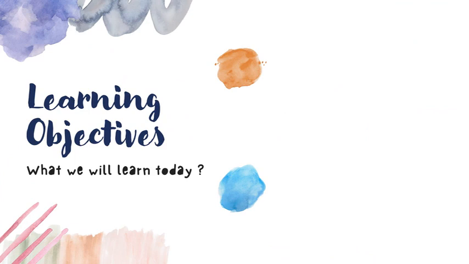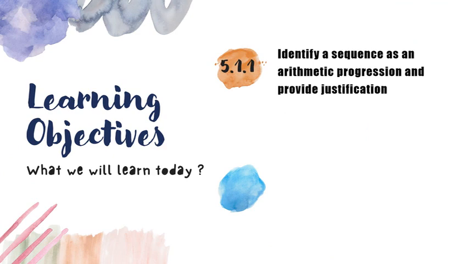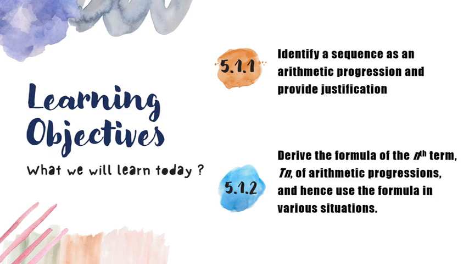So our learning objectives for today. By the end of this video, you should be able to identify a sequence as an arithmetic progression and provide justification. And then you should also be able to derive the formula of the nth term of an arithmetic progression and hence use the formula in various situations.